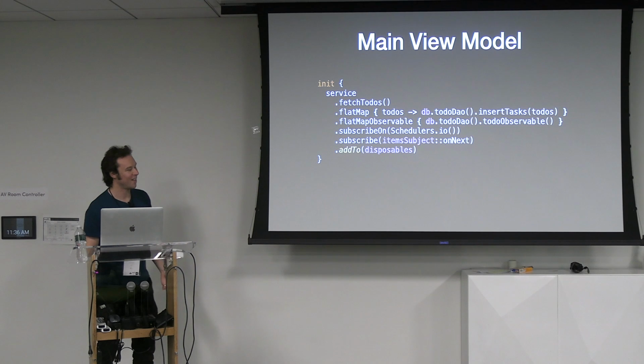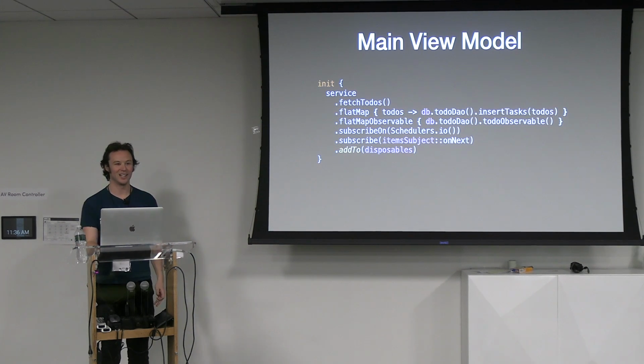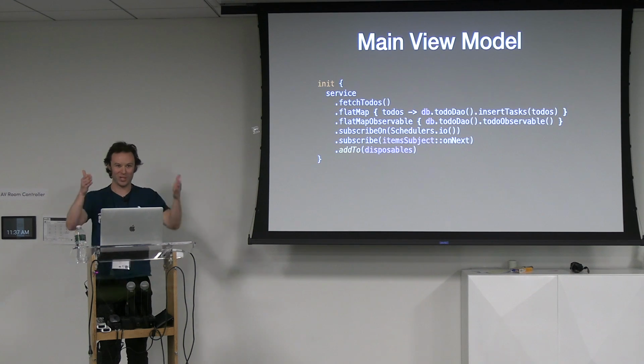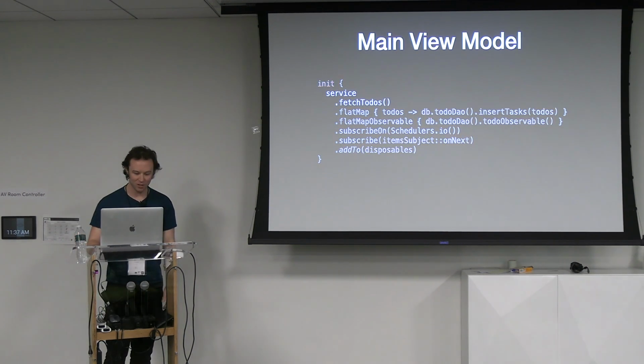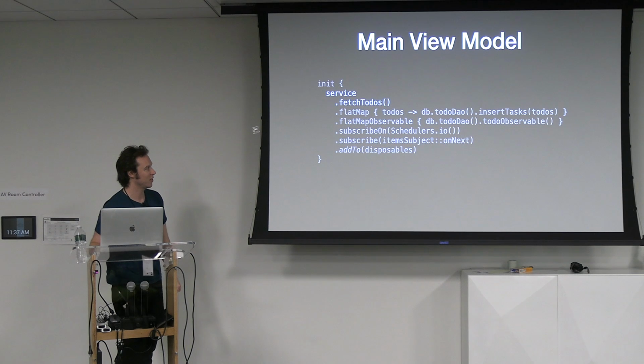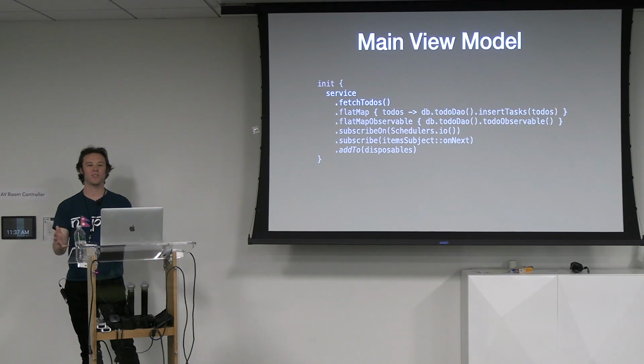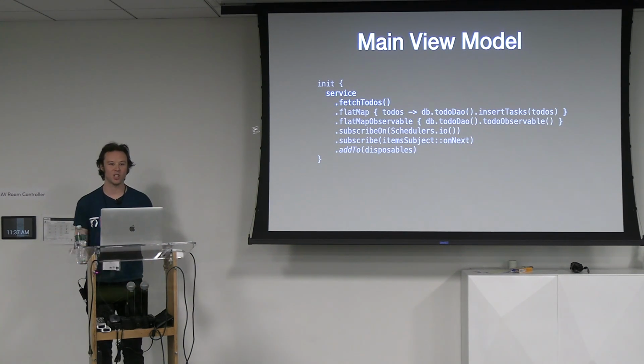Like most RxJava chains, it's impossible to understand until you take the time and really walk through each piece. Again, I love RxJava, but that's definitely one of the trade-offs. So the first thing we can do is take a look at this fetch to-dos function. So we're passing in a network service into this view model, and then we just fetch a list of to-dos from it.